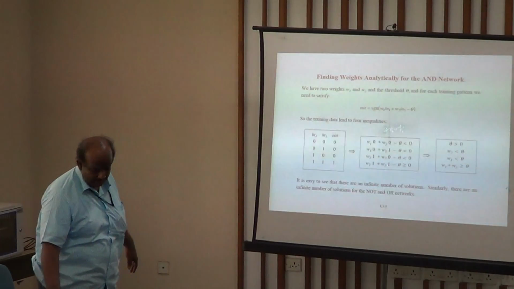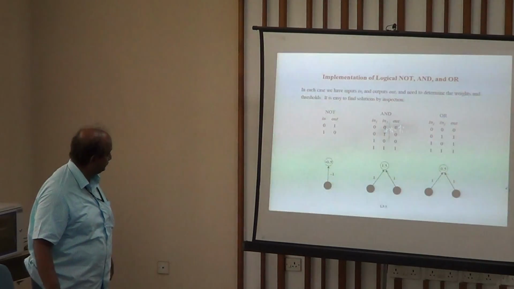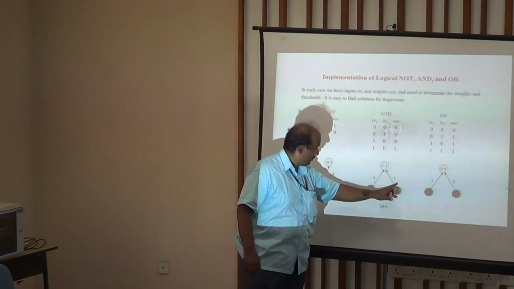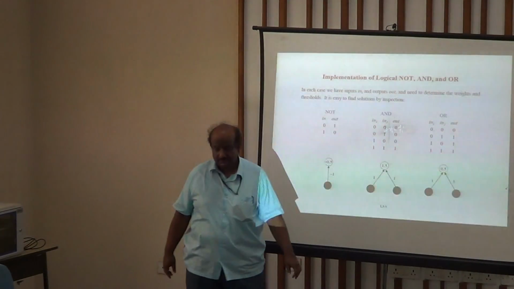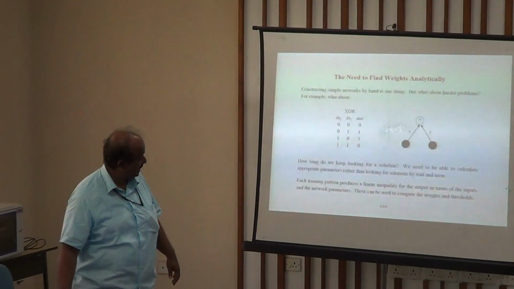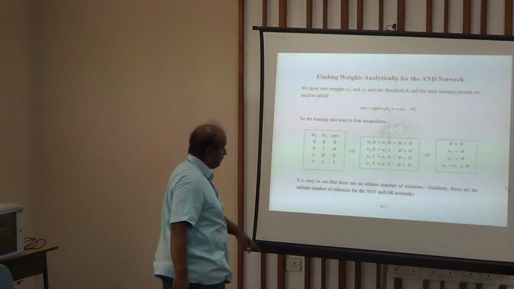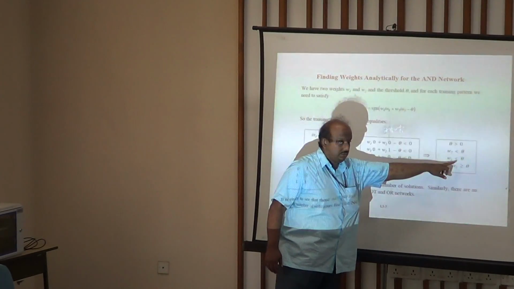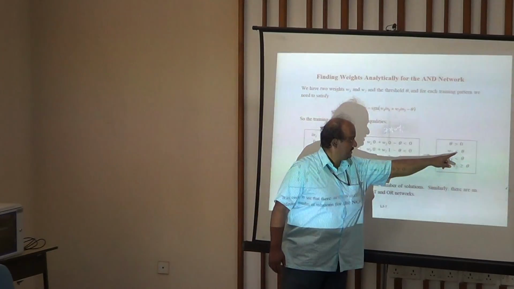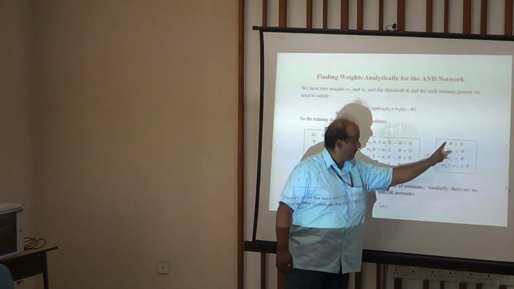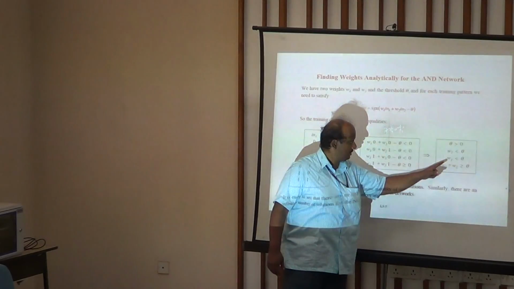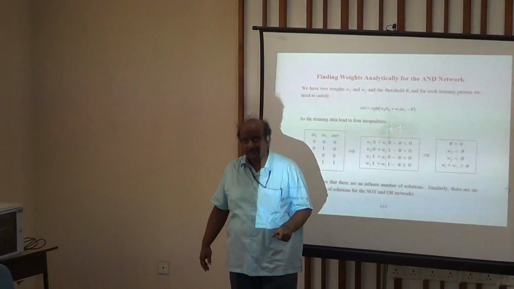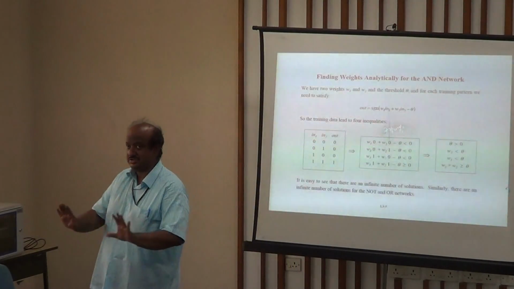Are you with me? Now notice what I had taken. W1 equal to 1, W2 equal to 1, theta equal to 1.5. Let us see. 1 is less than 1.5, 1 is less than 1.5, 1.5 is greater than 0, and 1 plus 1, that is 2, is greater than or equal to 1.5. All the 4 conditions are satisfied, right?